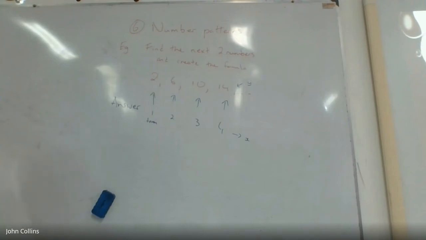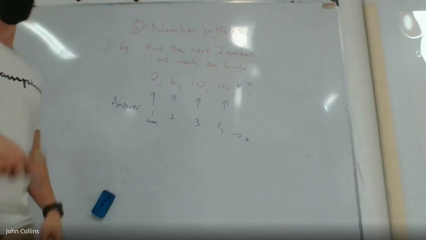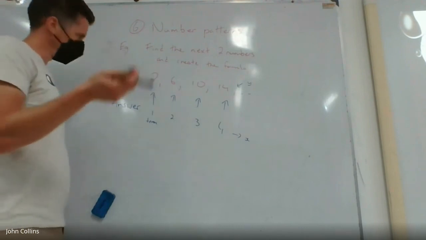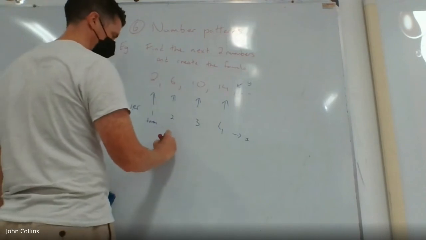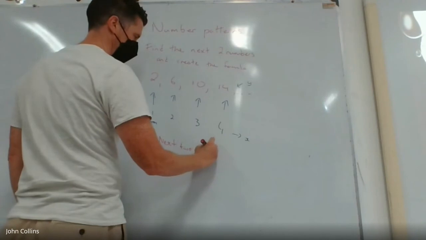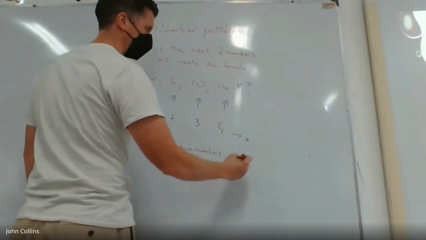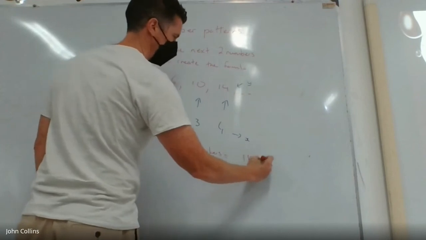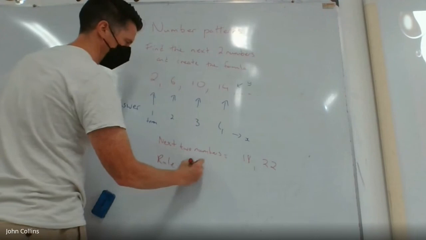Manuel, what's the next term? 2, 6, 10, 14, 18. The one after that, 22. Exactly. So the next two numbers. How did you get that, Manuel? Always adding 4. 18, 22. And by saying that, the rule is add 4.